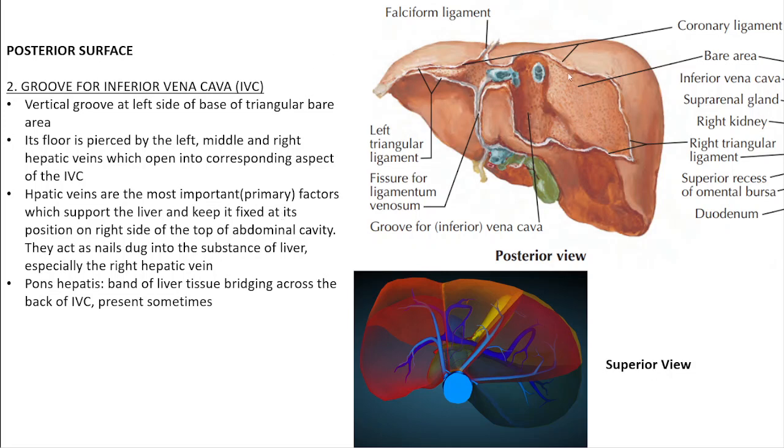Other primary factors are the coronary and the triangular ligaments as well. The secondary factors are the viscera which are lying below the liver. So the right kidney, the right suprarenal, the superior duodenal flexure, and the hepatic flexure of colon, the fundus and body of the stomach. These are the viscera plus the tone of the abdominal wall muscles. So the tone of abdominal wall muscles will keep the upper abdominal viscera pressed on the inferior aspect of the liver, so it will not allow the liver to descend down.